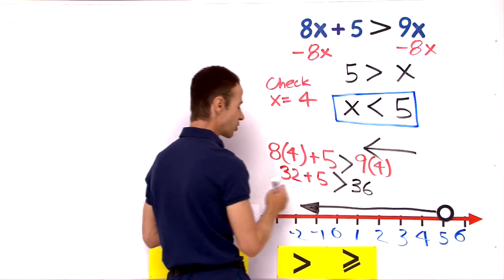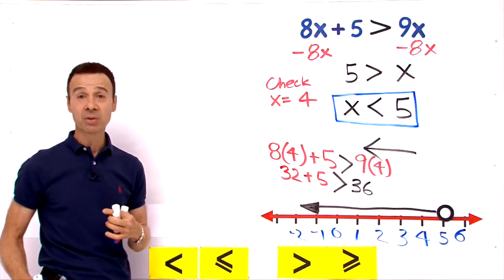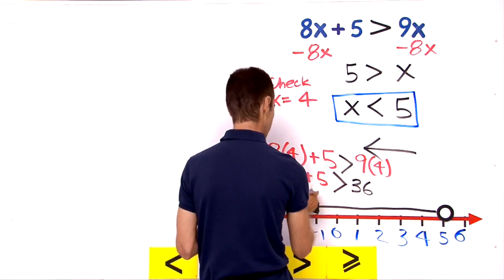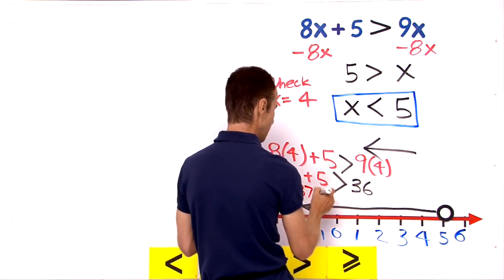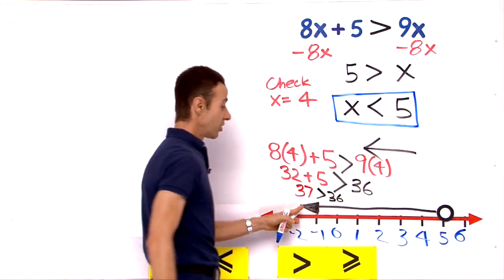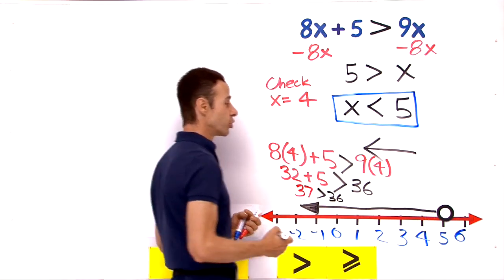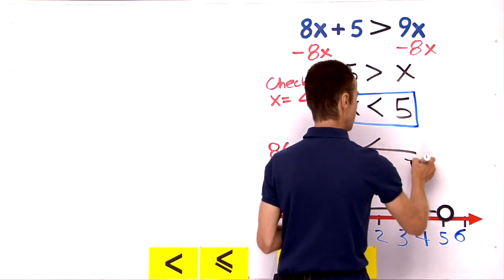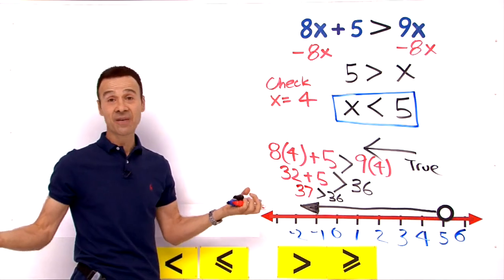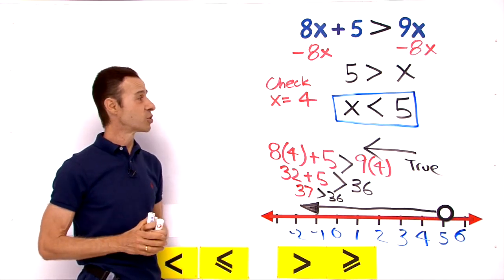Now, is that true? Well, we've got 32 plus 5. What's that going to give us? That's going to be 37. So we have 37. Now, is 37 greater than 36? 37 is greater than 36, therefore it checks out. So therefore, it is true. So x must be less than 5. X equals 4, sorry, is less than 5. Therefore, that is true. It works out.